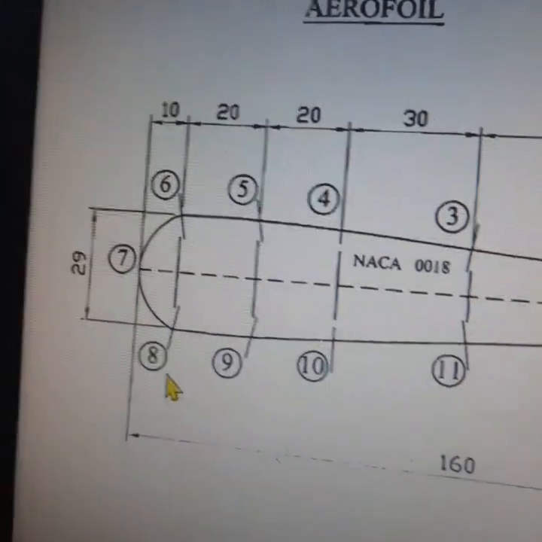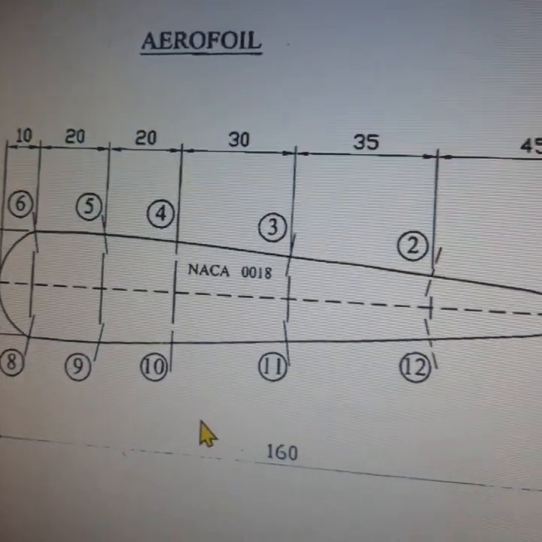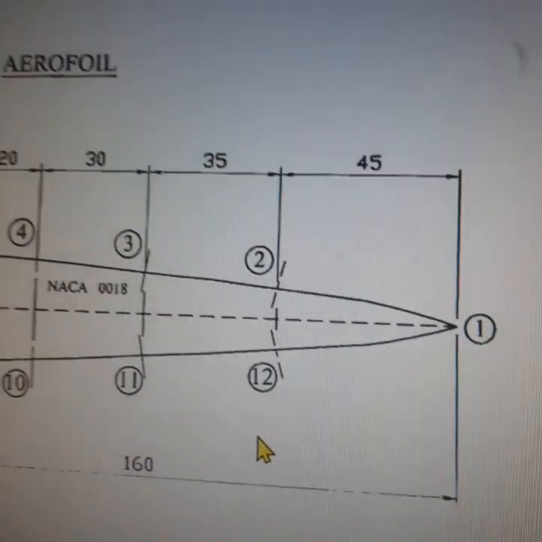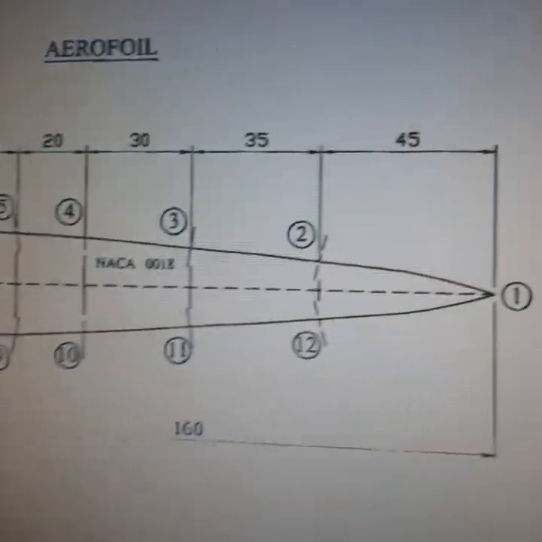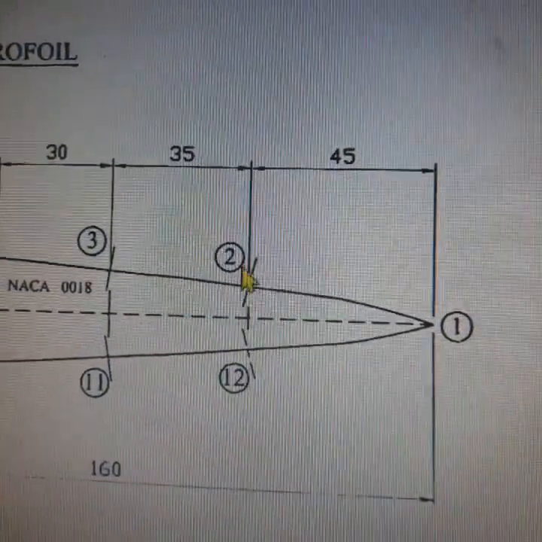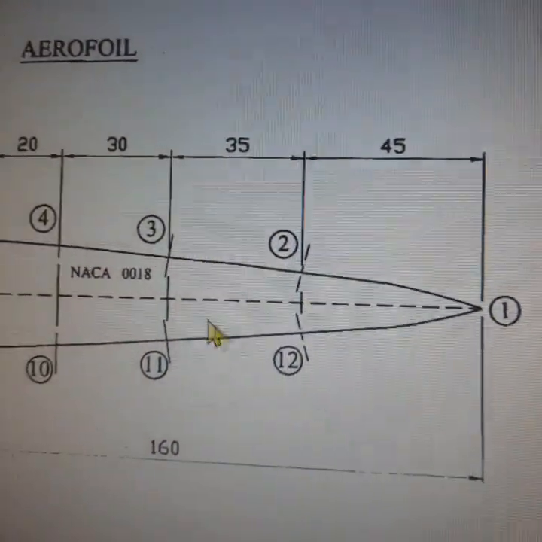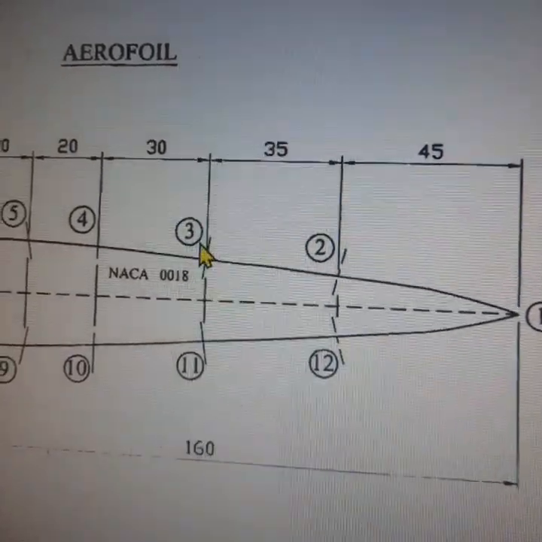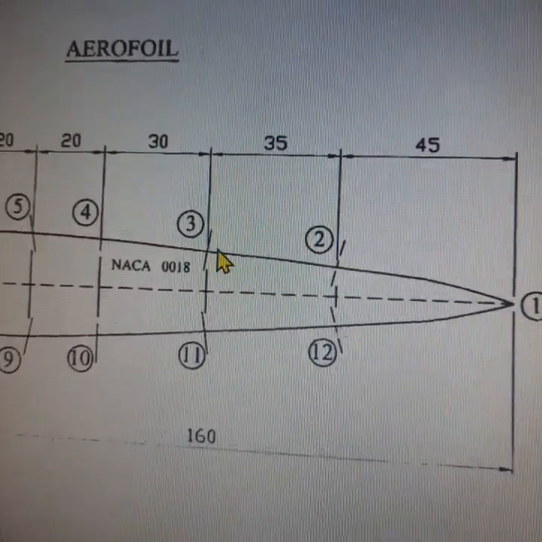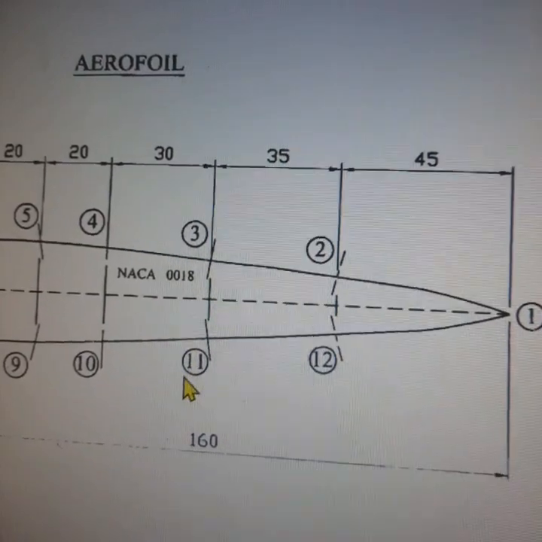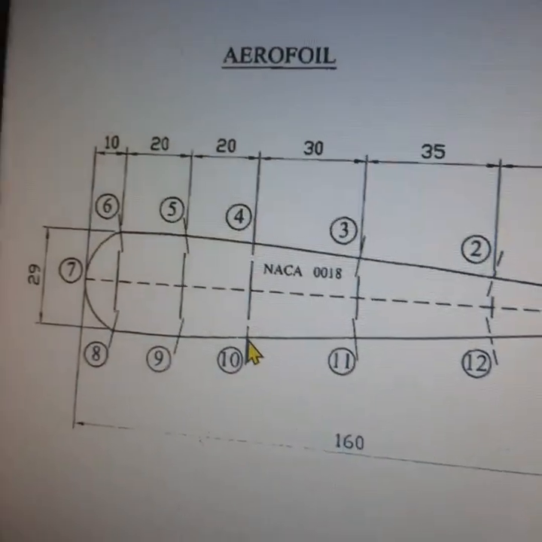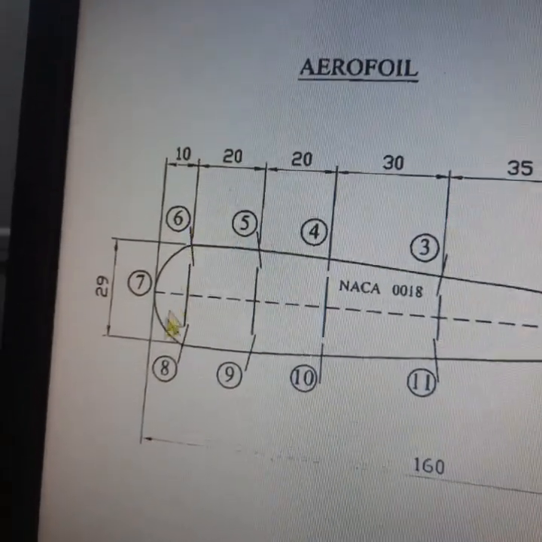center of the aerofoil, and points number 8, 9, 10, 11, 12 are drilled on the bottom surface of the aerofoil. So 2 and 12 are on the same vertical line, and pressure tapping points 3 and 11 are drilled on the same vertical line. Similarly 4 and 10, 5 and 9, and 6 and 8.